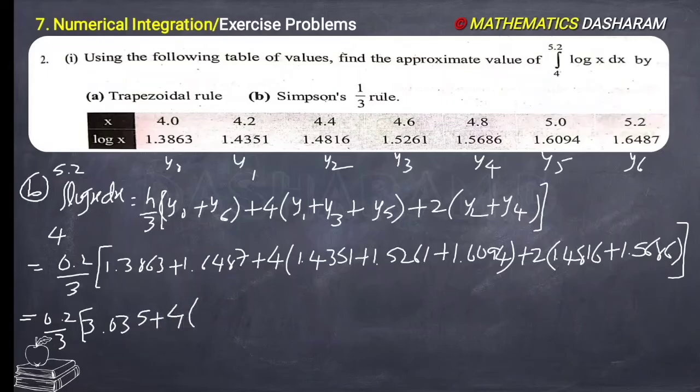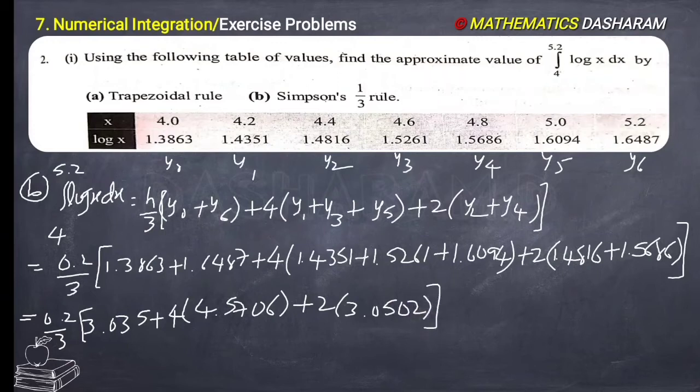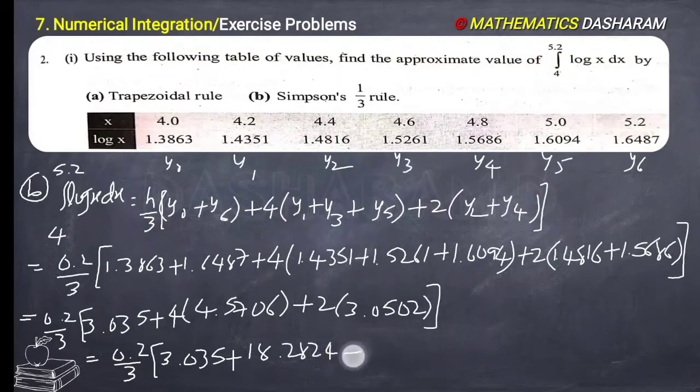Plus 4 into addition of these three decimal numbers is 4.5706, plus 2 into addition of these two decimals is 3.0502. So next, 4 into 4.5706 equals to 18.2824, plus 2 into 3.0502 equals to 6.1004.